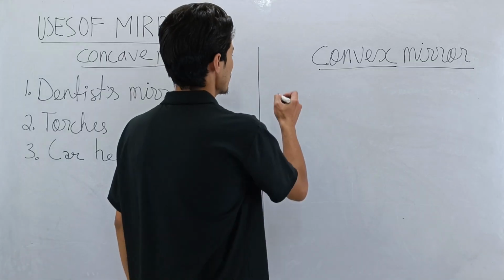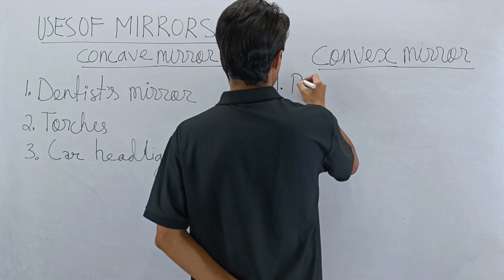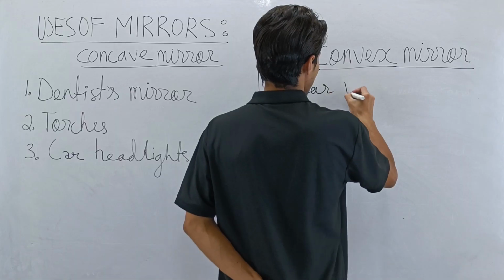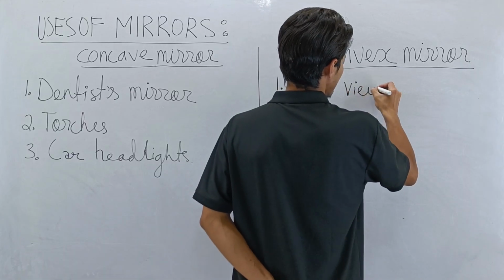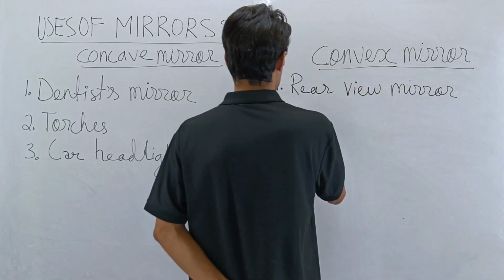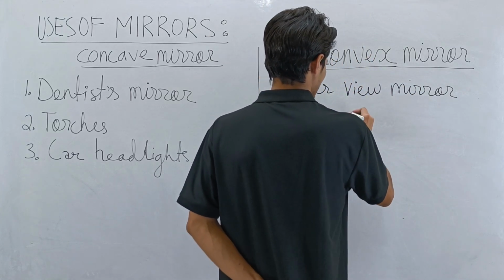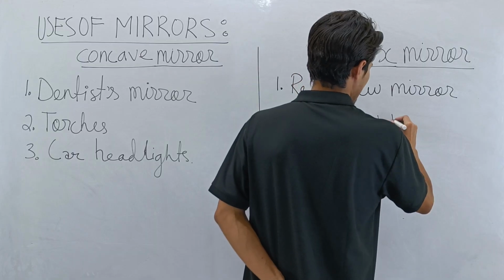Then let's learn the uses of convex mirror. Number one, they are used as rear view mirrors. Then they are used as side view mirrors.